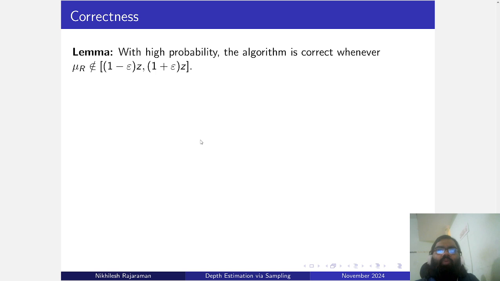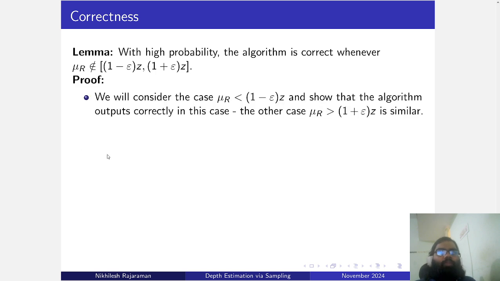So now let's look at why this algorithm is correct. We'll show the following lemma: with high probability, this algorithm is going to output the correct decision. That is, whenever the depth is greater than z or less than z, as long as the true depth doesn't lie within this small epsilon band around z, our algorithm outputs the correct decision. This is good enough for us because the way we defined our decision problem to begin with, we're okay with allowing for error when the depth is close to our threshold. So how do we show this?